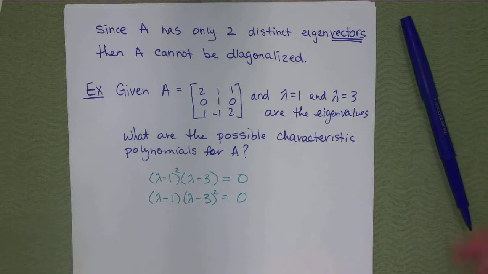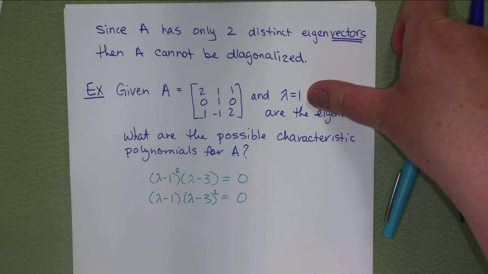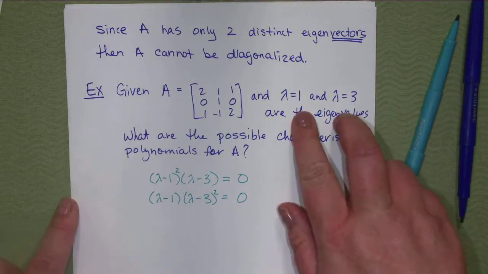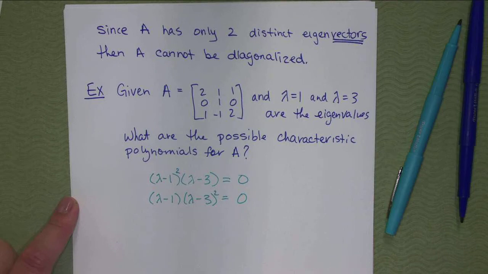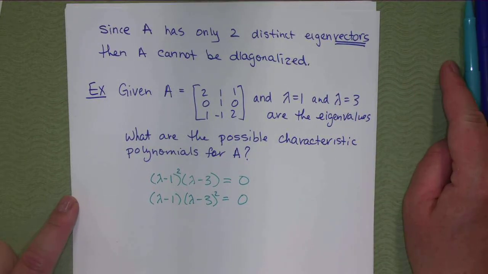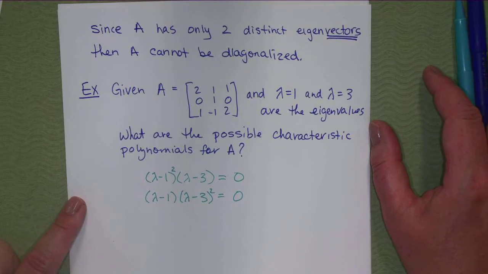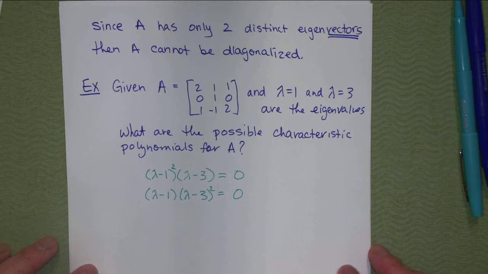What if I said it only has lambda equals 1? What would be the characteristic polynomial? It would have to be lambda minus 1 cubed. That would be the only possibility, because it has to be a cube if it's a 3 by 3. Right, so those would be the possibilities. So that's all for that question. There's one like that in the homework. I just noticed a few of them have questions like that.